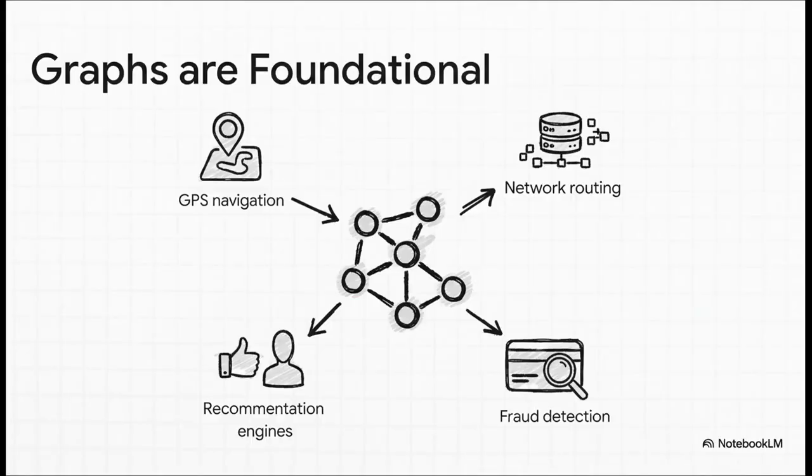And make no mistake, this stuff is everywhere. Every time you use Google Maps, you're using a cost-based pathfinding algorithm. When your computer installs software, a dependency graph is being solved to get everything in the right order. Recommendation engines, fraud detection, even AI knowledge systems, they are all at their core powered by these exact concepts.